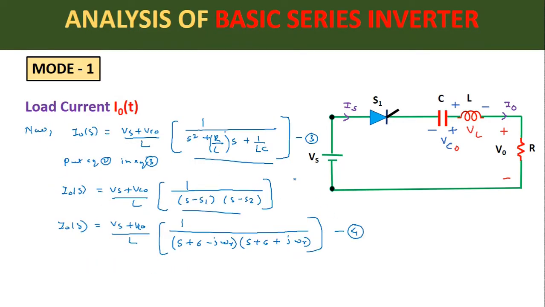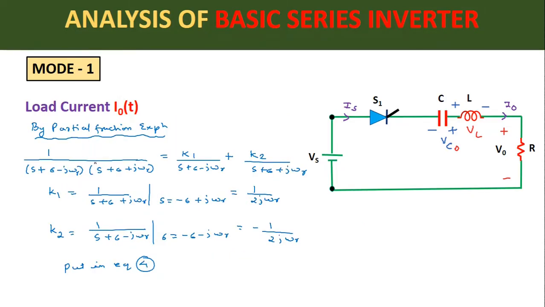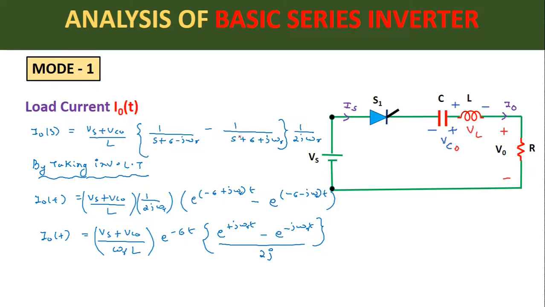We will take this equation to apply the partial fraction method. So for this equation we apply the partial fraction expansion method. We will get this type of equation. So here we need to find out this k1 and k2 constant. We will get k1 is equal to 1 upon 2j omega r here and k2 is equal to minus of 1 upon 2j omega r here. Now we will put this k1 and k2 value in equation number 4 directly. So we'll get this type of equation.